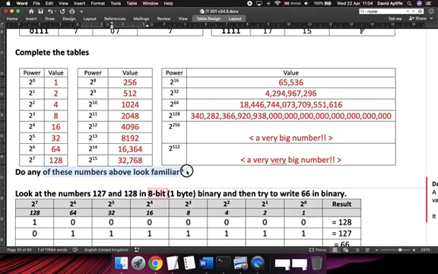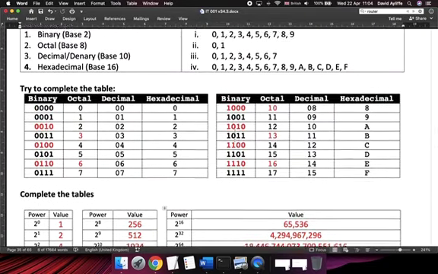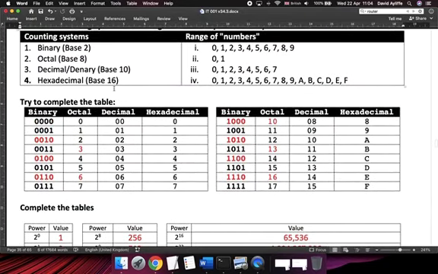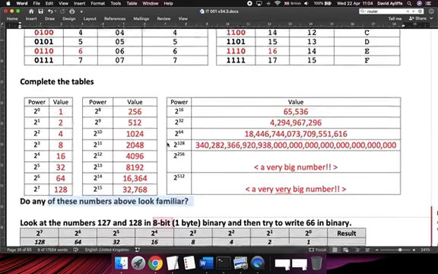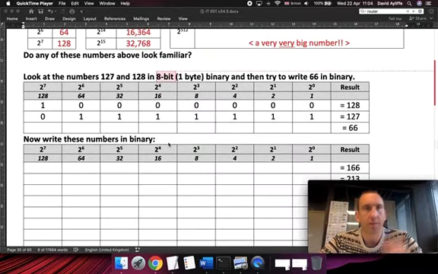Right, so these numbers should start to ring some bells with us. We're going to look at how to work with these numbers between each counting system, which is not something that's very trivial to do. So we're going to have to pay attention here. So let's look at these numbers. We've got 127, 128. These are decimal numbers. So 127 decimal, 128 in decimal, in 8-bit binary. Okay, so 8 bits make 1 byte.